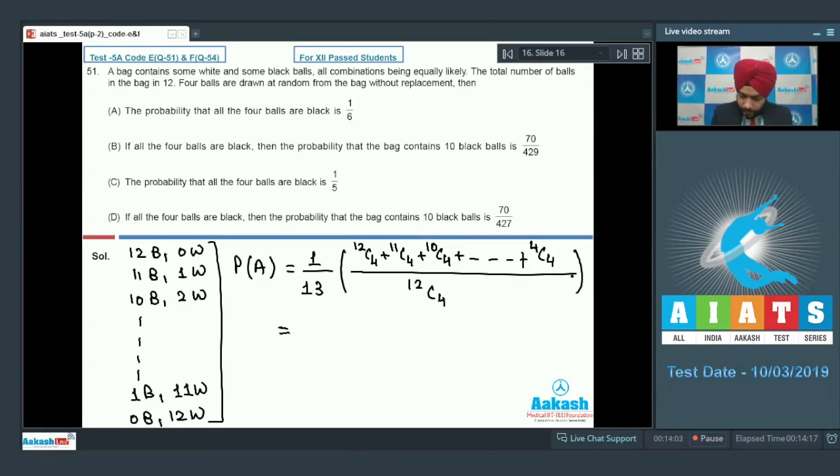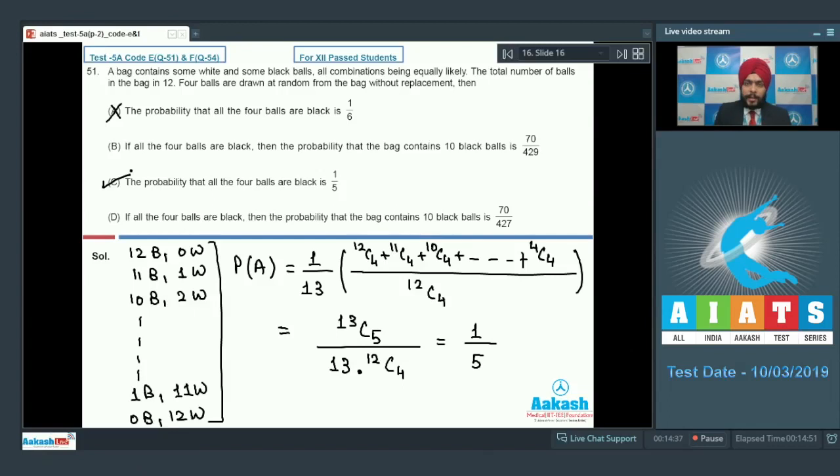Okay, so that is 13C5 upon 13 into 12C4 by the property of nCr plus nC(r minus 1) equal to (n plus 1)Cr. So we have the answer as 1 by 5. This is the probability of event A, where A denotes that all the 4 balls are black. Option number A is wrong, C is correct.